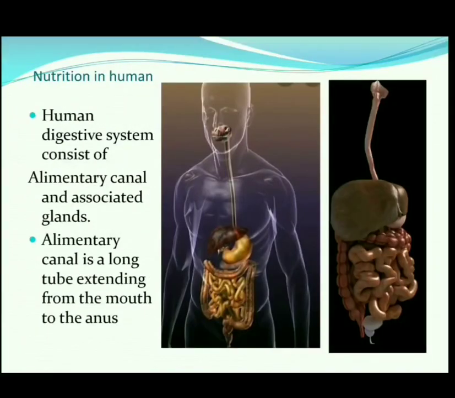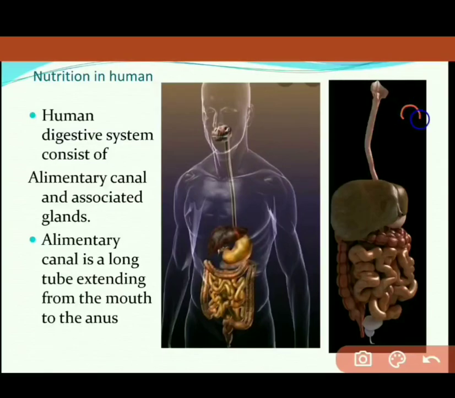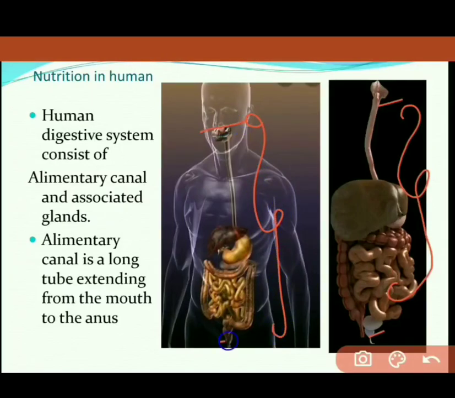Okay, now let's see the nutrition in a human. The human digestive system consists of the alimentary canal and associated glands. The alimentary canal, you can see, is a long tube extending from the mouth to the anus.